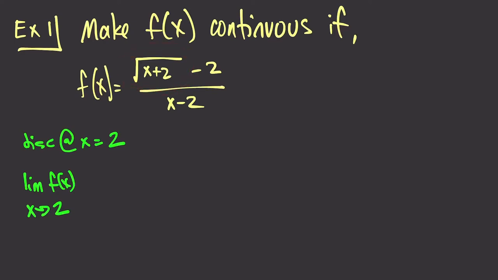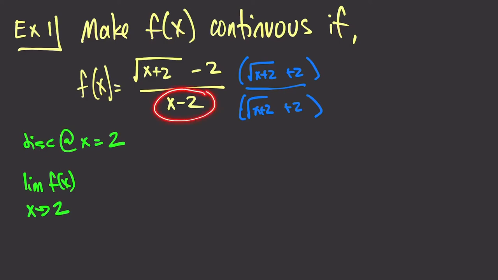And if you remember, what we need to do is multiply the numerator and denominator by the conjugate. So I'm going to multiply by (square root of x plus 2, plus 2) over (square root of x plus 2, plus 2). Because we said that the problem area is this. I need this to go away. Well, the only way this is going to go away is if we can cancel it with an x minus 2 in the numerator. So let's see what happens when we multiply this stuff out.